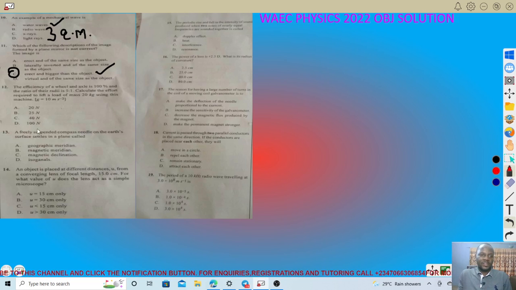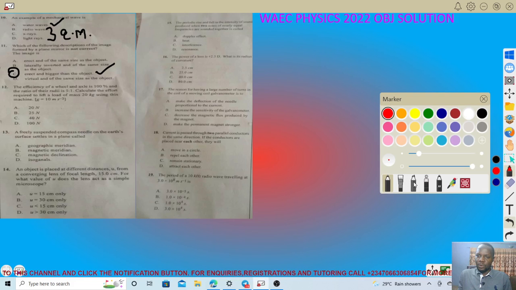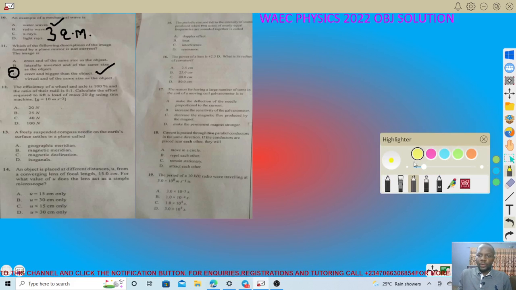The next question is, the efficiency of a wheel and axle is 100%. This is a pointer. Like I do say, a pointer will always tell you where you are going. So the efficiency is 100%, as you can see, and the ratio of their radii is 5:1. You can see that as well. That is how you get the velocity ratio. Calculate the effort required to lift the load of mass 20 kilogram using this machine.